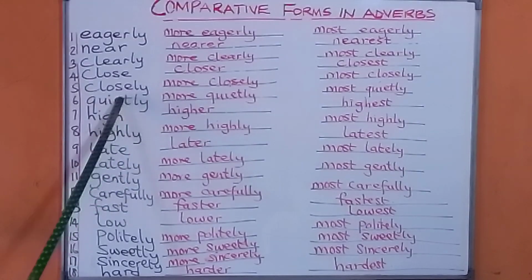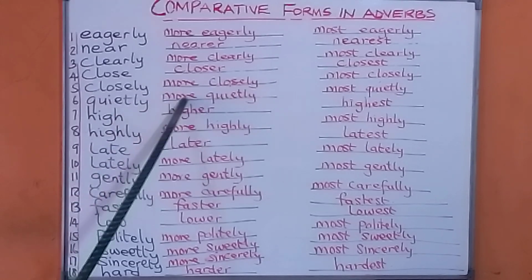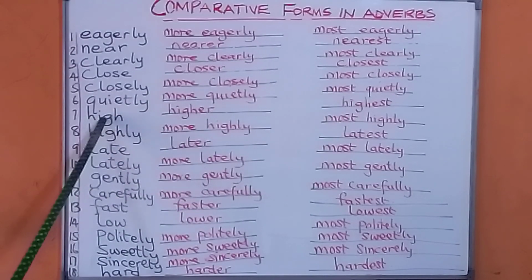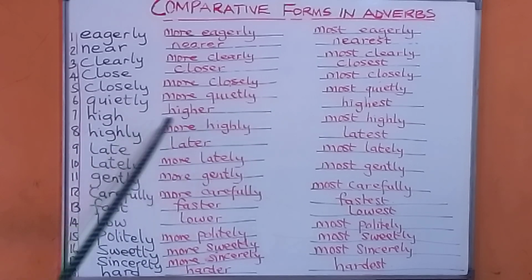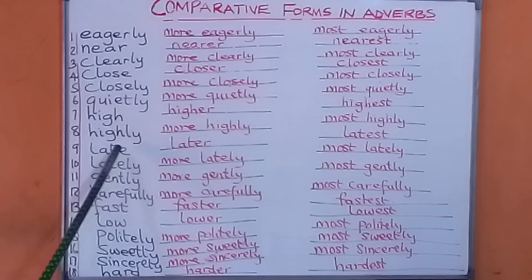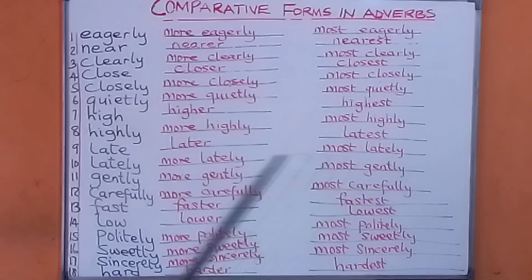Quiet. If you have quiet, you say quieter, quietest. But here you have quietly, more quietly, most quietly. High, higher, highest. Highly, here ly is there, more highly, most highly. Late, no ly here, later, latest. Lately, ly is in this case, more lately, most lately. Gentle, gently, more gently, most gently. Carefully, more carefully, most carefully.